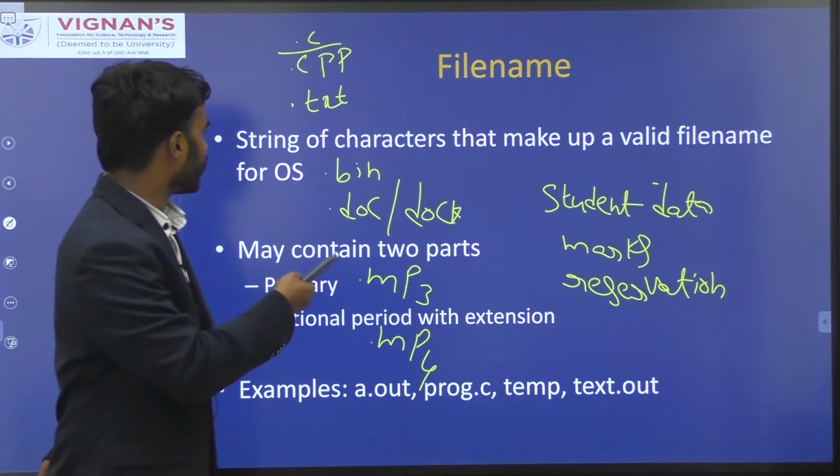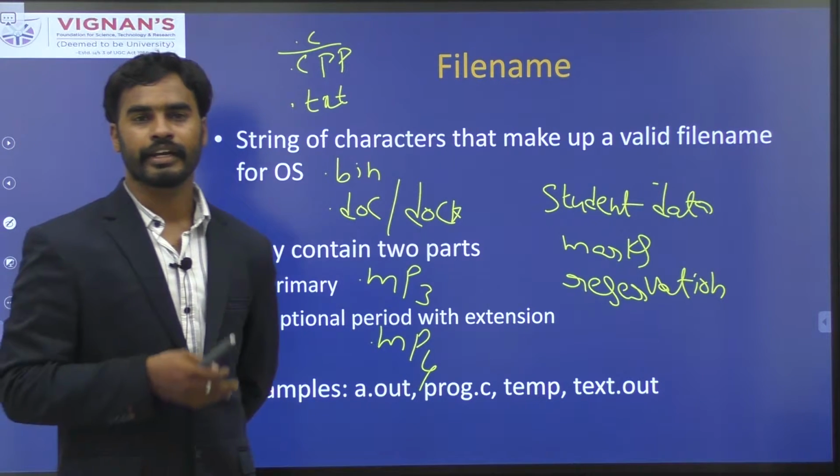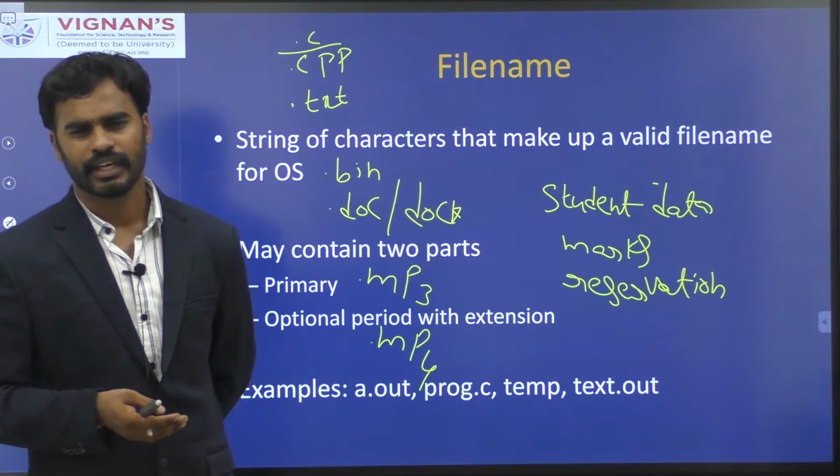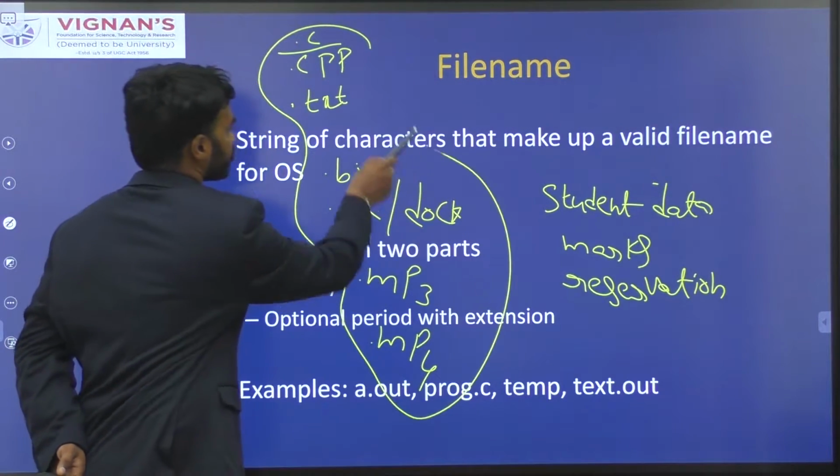Okay, so these are different extensions: .c, .cpp, .txt, .bin, .doc, .docx, .mp3, .mp4. So these are the optional parts of a file name.